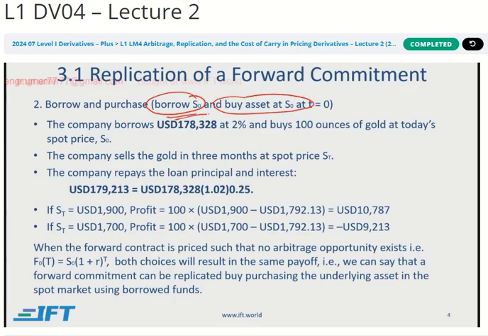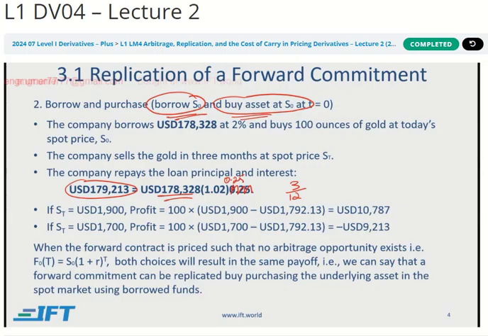So we borrow the amount equal to the asset price right now, and we buy the asset, and we take this cost. This, by the way, should be to the power of 0.25. And we take this cost and load it up with the interest of 2% per annum, but since it's annualized and it's 3 months, 3 over 12 will be 0.25, so that comes to 179213.